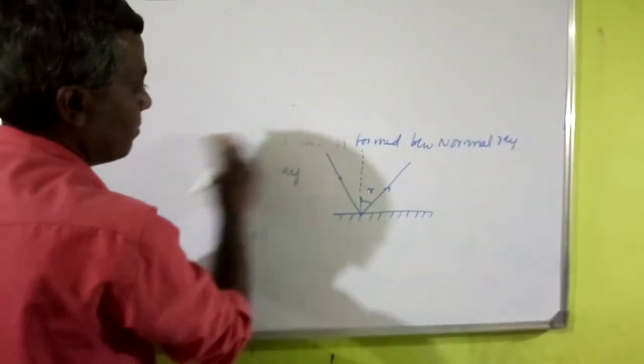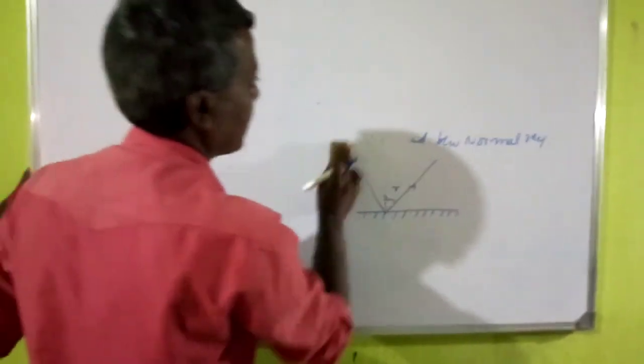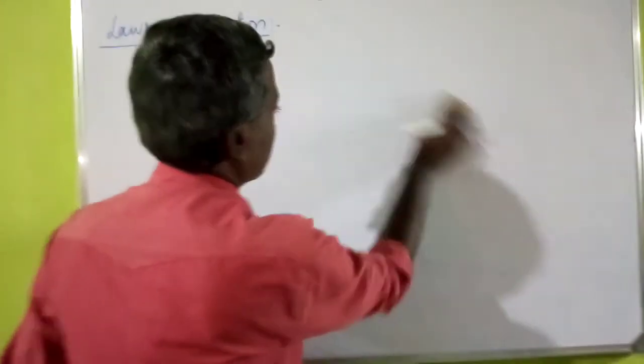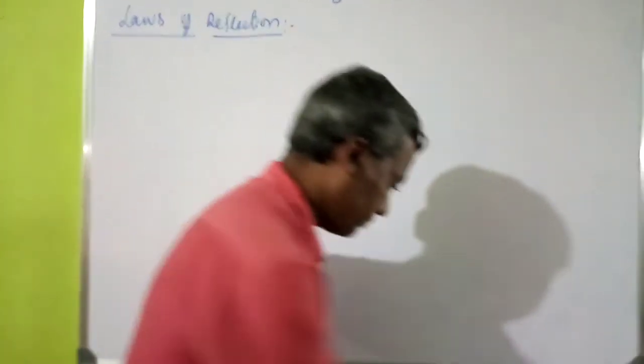The operators should arrange it like this. Let us observe the experiment. Dear students, I am doing the experiment here. See here, dear students, this is a plane mirror, which means a polished surface. This is a source of light, this is a battery.